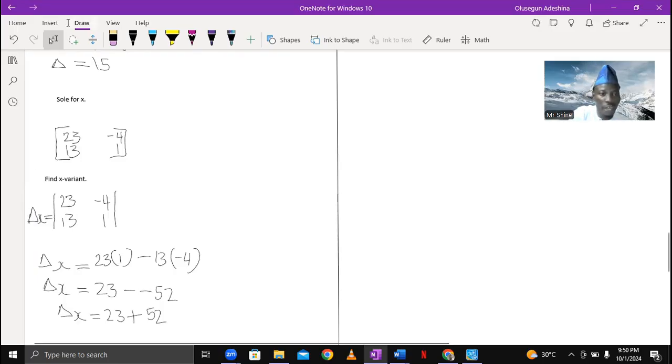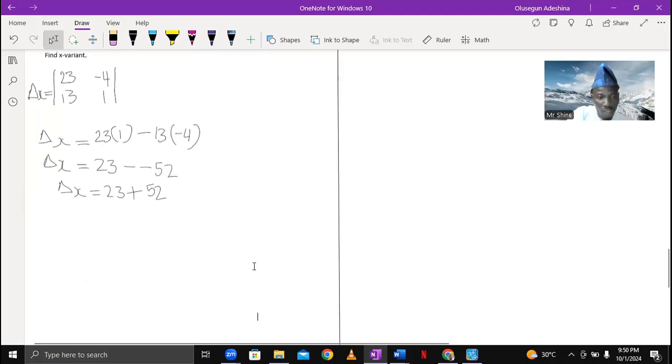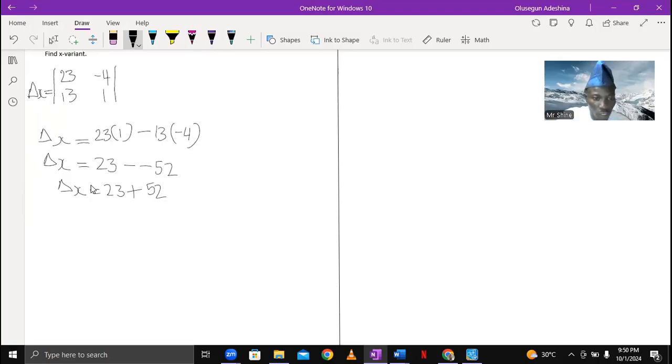Okay, so X variant will give us what? Simple. X variant should be giving us this now. So let's continue. X variant or X determinant is equal to 75. Yes, we found our X determinant or X variant.